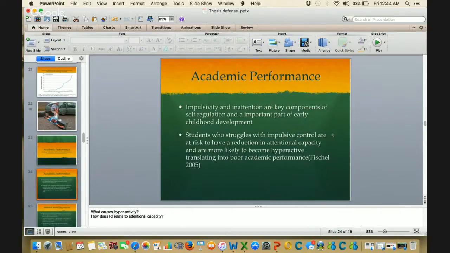As we know, during the early stages of development, children tend to become very impulsive. They're very inattentive, especially during our developmental stage. It's hard to get children to focus and pay attention. But these are key components that must be regulated as we go on, because if they're not, they become problems for us as we continue to develop. And students who struggle with impulse control are at risk for developing short attention spans and becoming more hyperactive, which can also lead to poor academic performance.